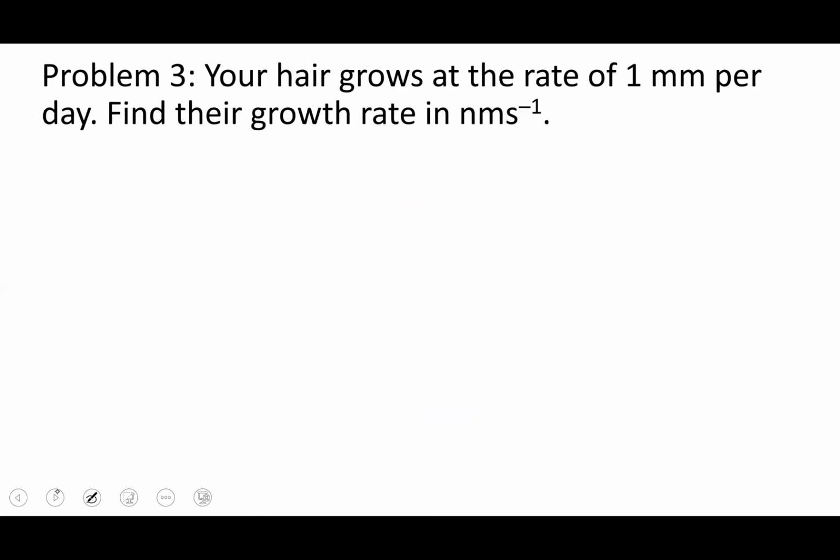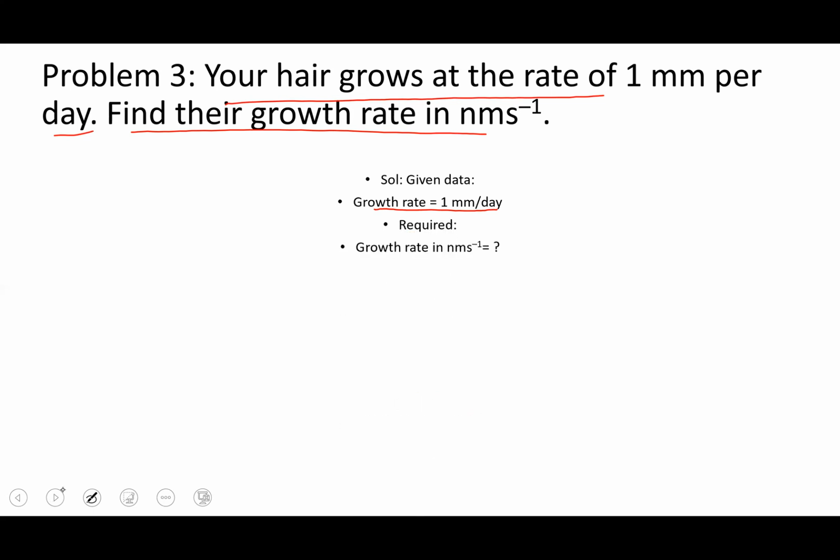Moving on to problem number 3, your hair grows at the rate of 1 millimeter per day. Find the growth rate in nanometer per second. So first of all, the given data is that the growth rate is 1 millimeter per day. Required data is the growth rate in nanometer per second.